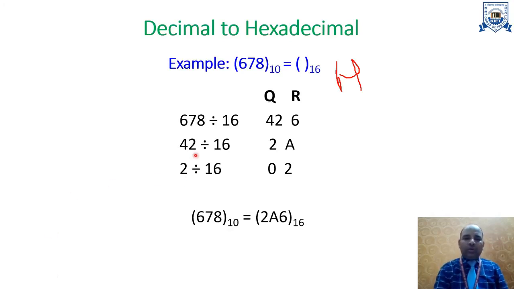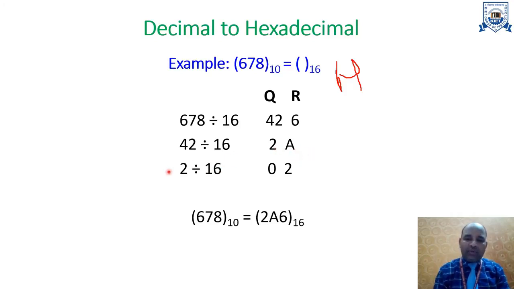Now suppose 678 is here, and we divide it by 16, obviously, because the number system into which we want to convert has base 16. So dividing 678 by 16, we get the quotient 42 and the remainder 6. Then 42 replaces 678, and we again divide by 16. When we divide 42 by 16, we get 2 as the quotient and 10 as the remainder. And I have already told you in this video lecture that in the hexadecimal system, 10 is represented by capital A. That is why this capital A is here.